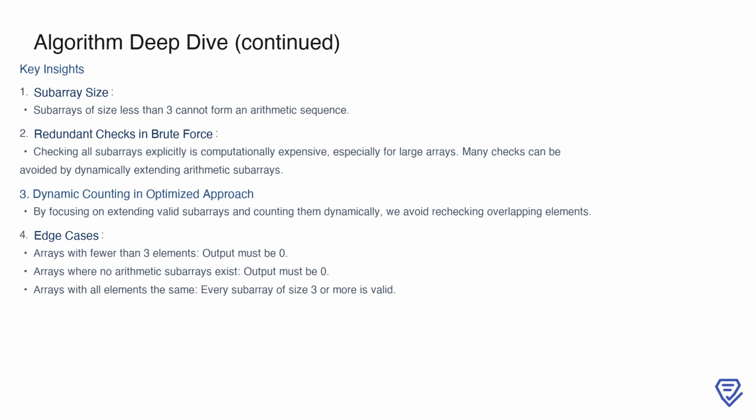The optimized approach avoids this by dynamically extending valid subarrays and counting them on the fly. Additionally, we must consider edge cases. For example, if the array has fewer than 3 elements, the output must be 0, as no arithmetic subarrays can exist. Similarly, if the array contains no valid arithmetic subarrays, the output should also be 0. Finally, in cases where all elements of the array are the same, every subarray of size 3 or more is valid, as the difference between consecutive elements is consistently 0.